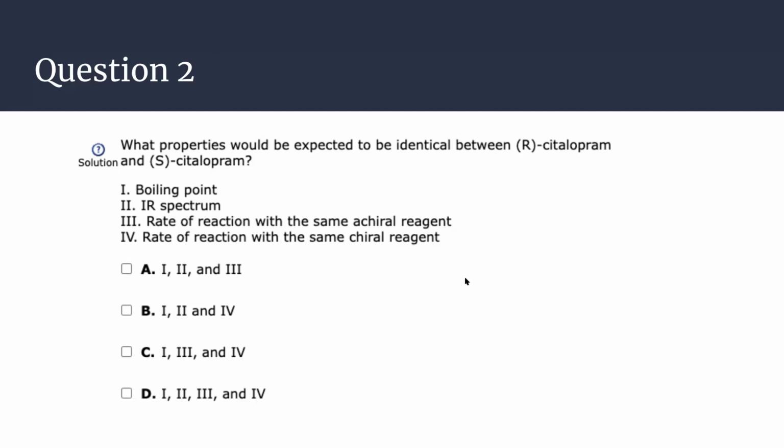And then going from there, the enantiomers would not react with the chiral reagent because they have different orientations. So one is R and one is S. So they would not react with the same chiral reagent. So it would be A. Let me know if that makes sense.